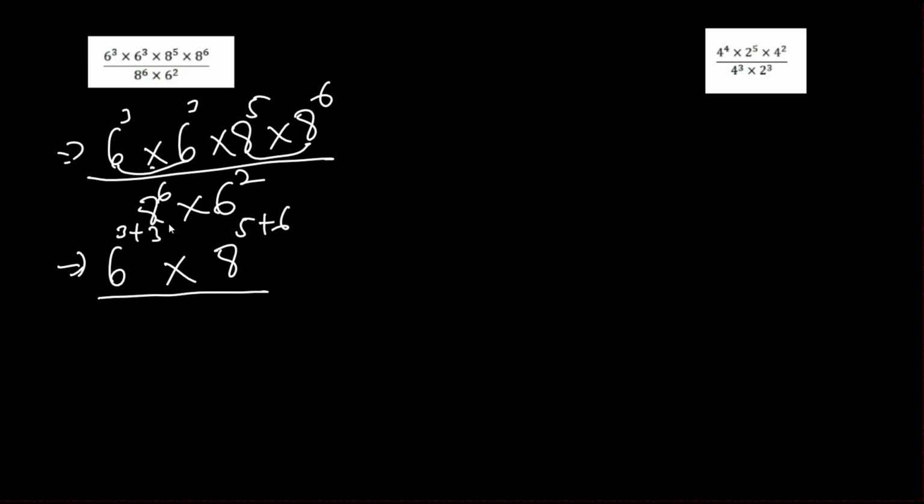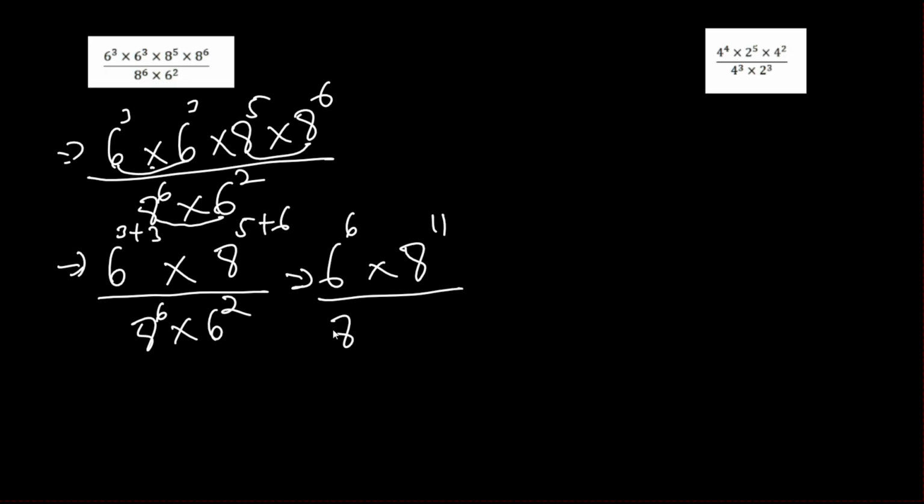Now over here, since this 8 and the 6 are not the same, we cannot add the powers, so we are going to leave them like that: 8 raised to the power 6 times 6 raised to the power 2. Now over there, 3 plus 3 is 6 times 8 plus 5 is 11 all over 8 raised to the power 6 times 6 raised to the power 2.